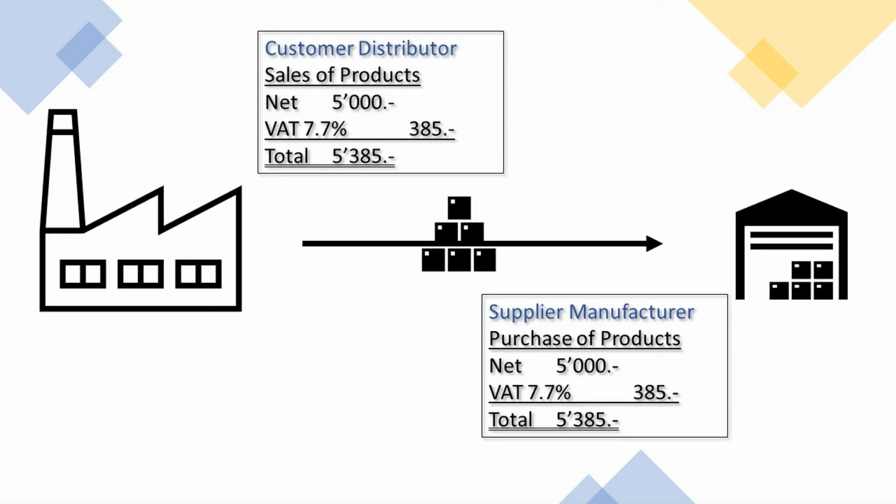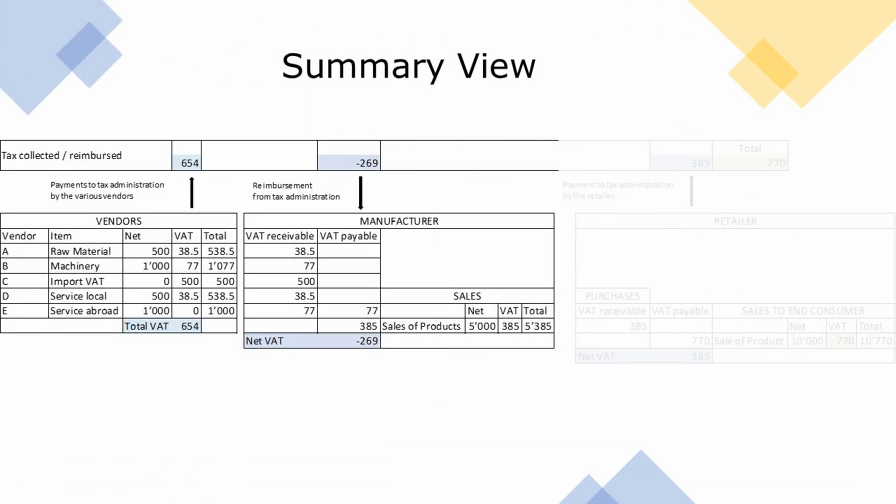Now the manufacturer is selling the finished goods to its customer, a distributor or retailer. Net price of the products is 5,000 Swiss francs and 7.7% of VAT are added, resulting in the gross amount of 5,385 Swiss francs. For simplicity, transportation cost is excluded, but if there was a transportation charge, it would be subject to VAT as well. So let's have a look at the summarized transactions again.